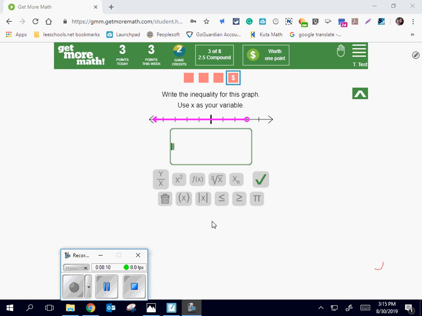All right, write the inequality for this graph. It looks like it starts at 3 and gets smaller. So x, we always start with x, is going to be strictly less than, not equal to, because it's an open circle, and that number is a 3.